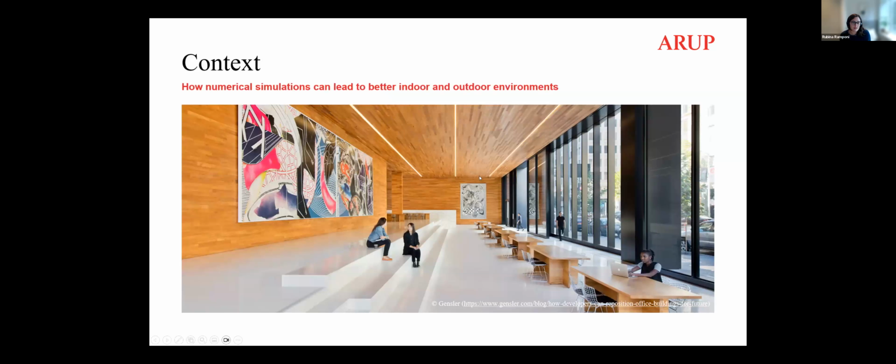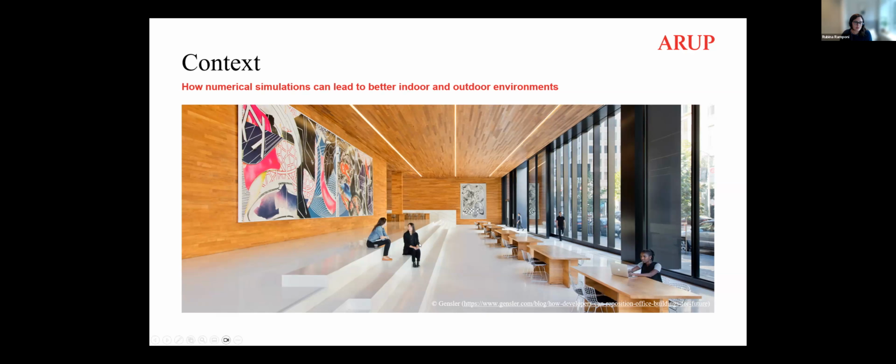So before starting with any of the technical details, I wanted to reflect on when we use numerical simulations and why they're useful. If we look at this picture, this is an atrium of an office building in San Francisco. And I think you can immediately see that people use this space in many different ways. This space is complex in terms of functions and what people do, but also in how these interact with the outdoor environment. You can see the person on the bottom right is working in this co-working area.